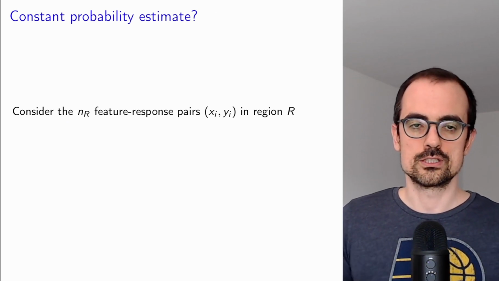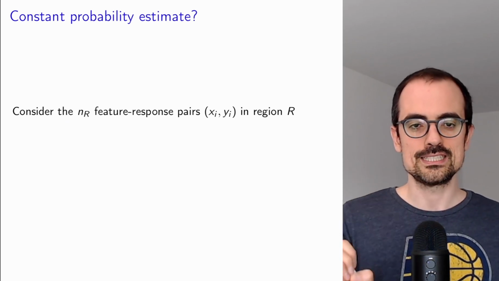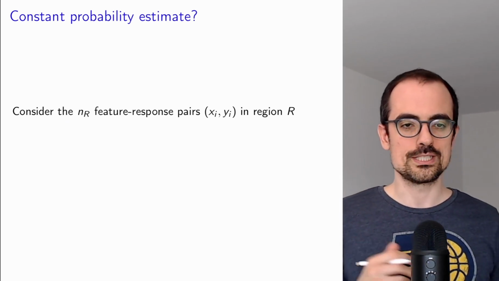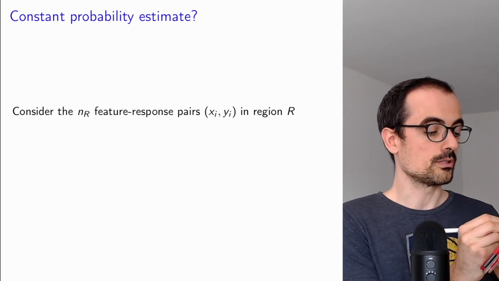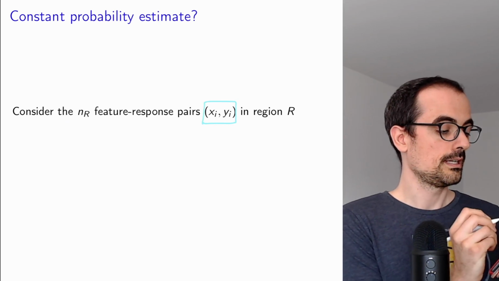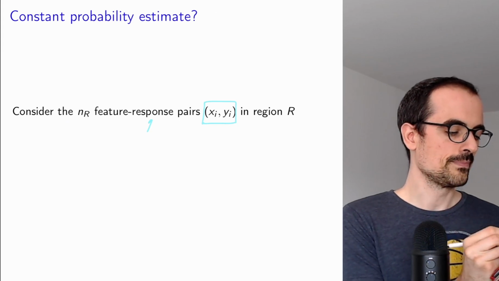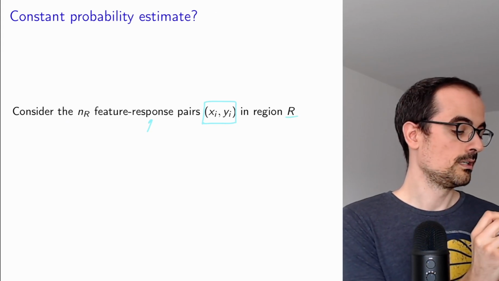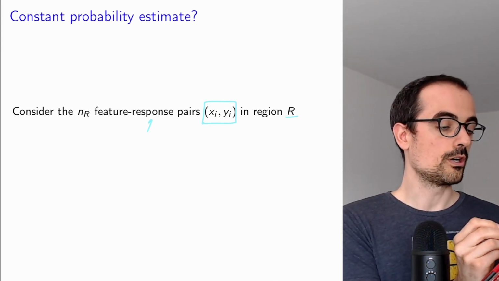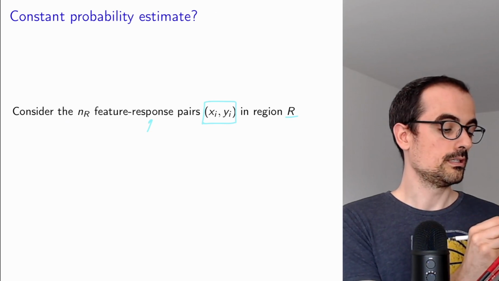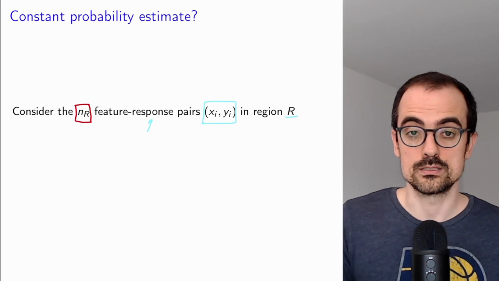Okay, so now let's first concentrate on the question of how to assign constant probability estimates within each region. So now I'm going to assume that we're only considering the feature-response pairs. Here, more than response, it should be label, but that's okay. In region R, yi contains the label corresponding to each of the xi's, and we're only going to consider the nR data points that are within a certain region R.